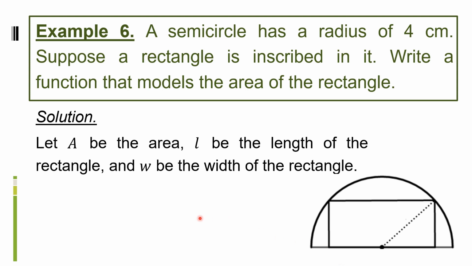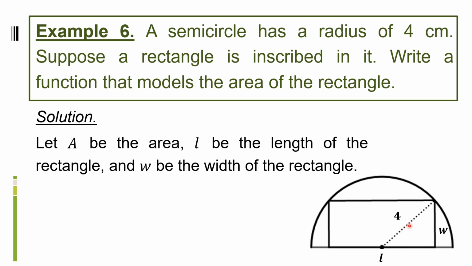We let A be the area, L be the length of the rectangle, and W be the width. From the given, we know that the radius is 4 centimeters. So, from here to there, 4 centimeters. From here to there, 4 centimeters also. To there, 4 centimeters, because that's the radius. So, from here to there, 4 centimeters also.